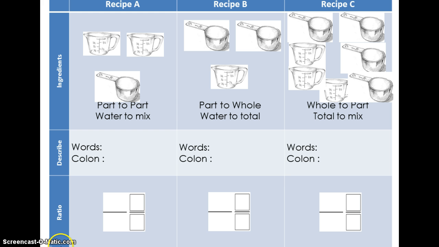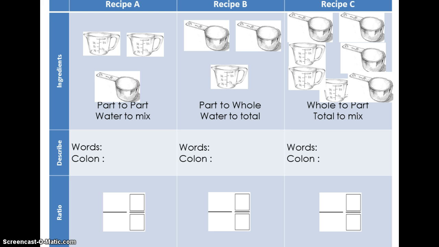On the next page, you're actually going to complete these practice problems on your own. Looking at recipe A, we're asking for you to write a part-to-part relationship, and that's water to mix. So you would want to write that out in words first, then in colon form, and then also as a fraction.